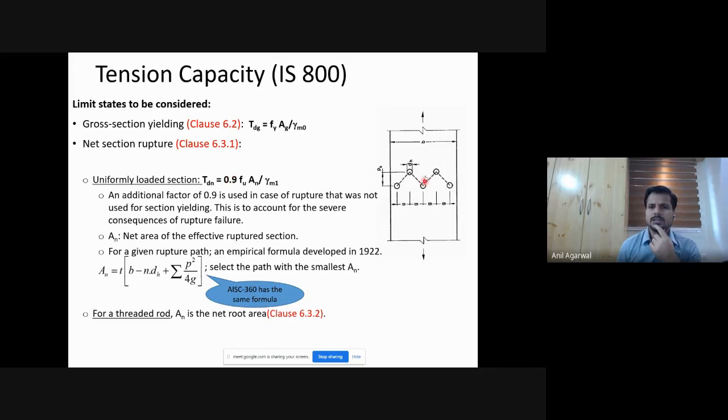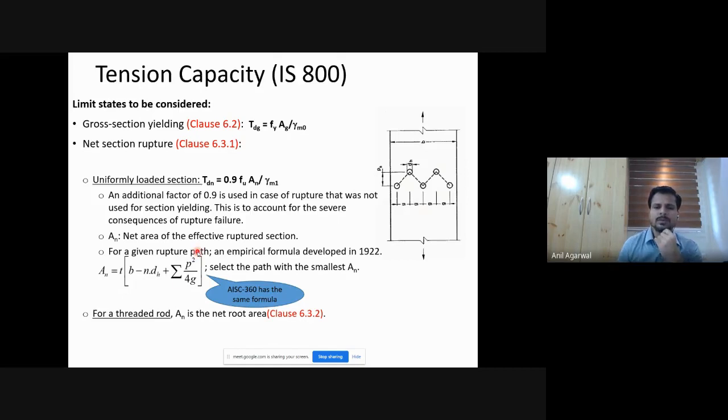Now, if there is only a single hole in a plate, or if there is a row of holes, and they are all aligned in a direction that is perpendicular to the loading direction, so if only these three holes were there, and these two holes were not there, then the calculation of AN will be pretty straightforward. But if these are staggered, then you have to calculate the path of minimum resistance, and that may not be a straight path. That is the likely rupture path, but it may be a zigzag path. And in that kind of condition, you have to calculate the A net, for which the expression was given here.